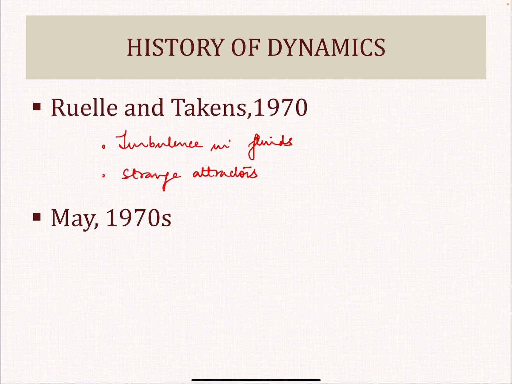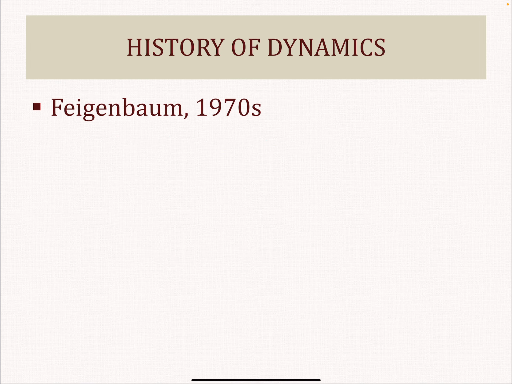In the 1970s, May found chaos in iterated mappings arising in population biology. In the 1970s, physicist Feigenbaum discovered that universal laws govern the transition from regular to chaotic behavior. He also established a link between chaos and phase transitions.